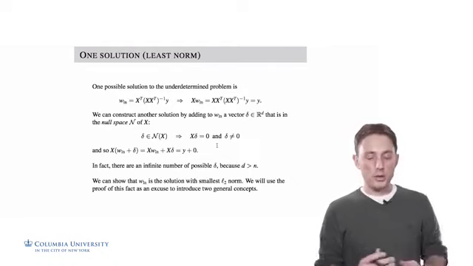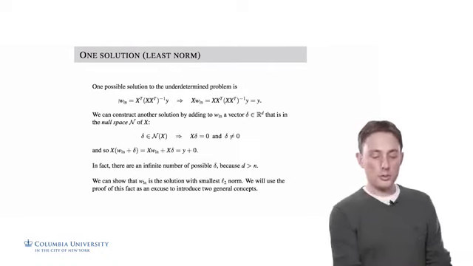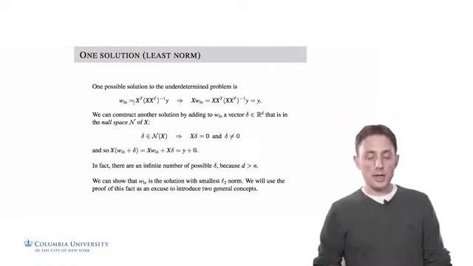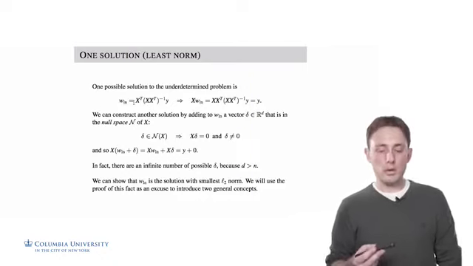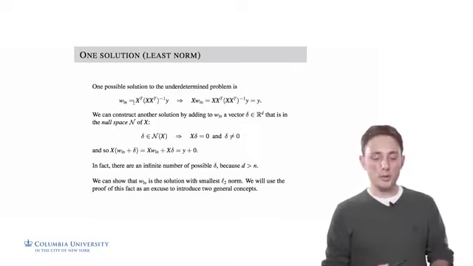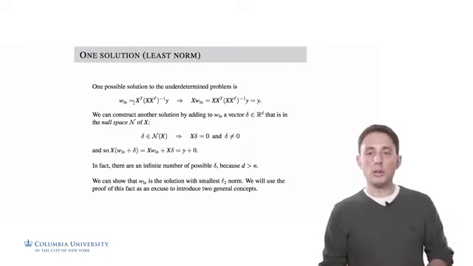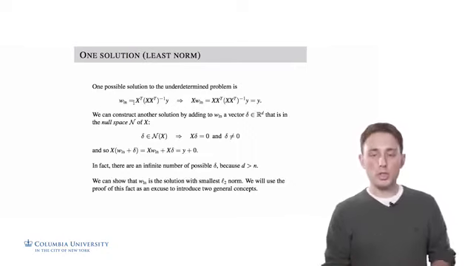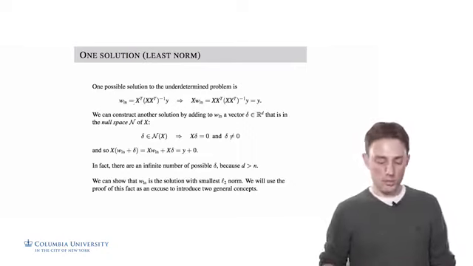So what we're going to show is that this least norm solution, what I'm calling the least norm solution, is the solution for the vector w that has the smallest L2 norm. And for the proof of this, I'm going to show two very simple proofs that are going to introduce two general concepts that are often used in machine learning, which I mentioned previously.